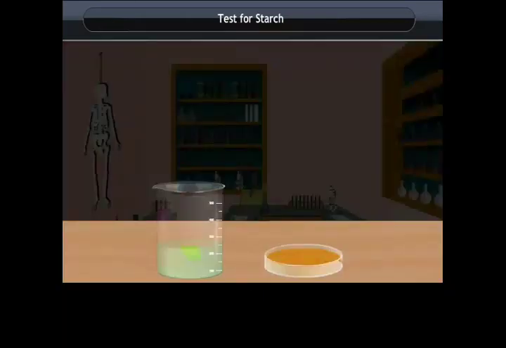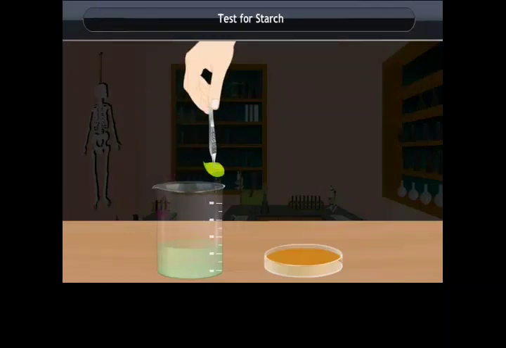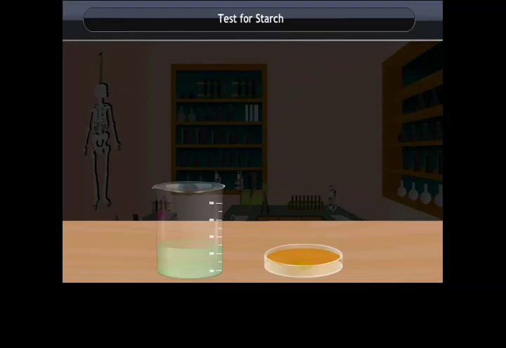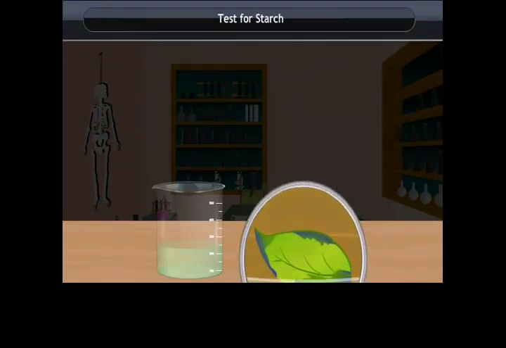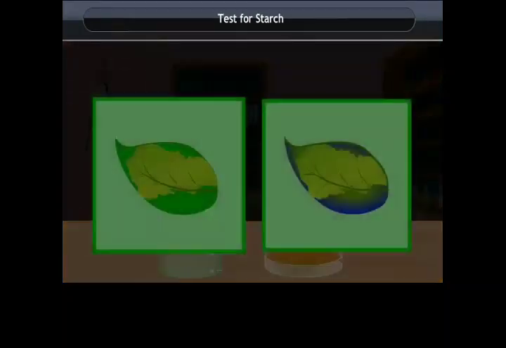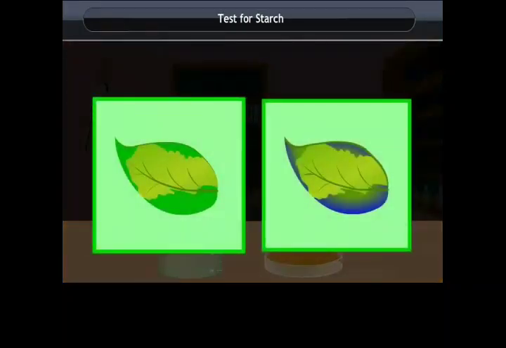Now, dip the leaf in a dilute solution of iodine for a few minutes. Take out the leaf and rinse off the iodine solution. Observe the color of the leaf and compare this with the tracing of the leaf done in the beginning. What can you conclude about the presence of starch in various areas of the leaf? The starch is present in various areas of the leaf, which turns blue-black on addition of iodine.